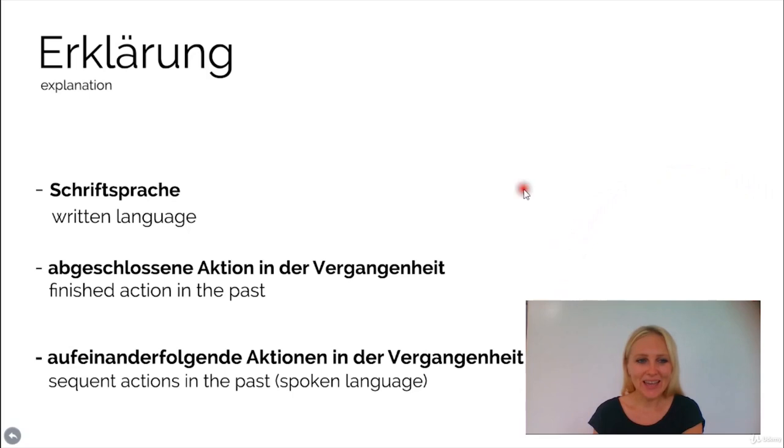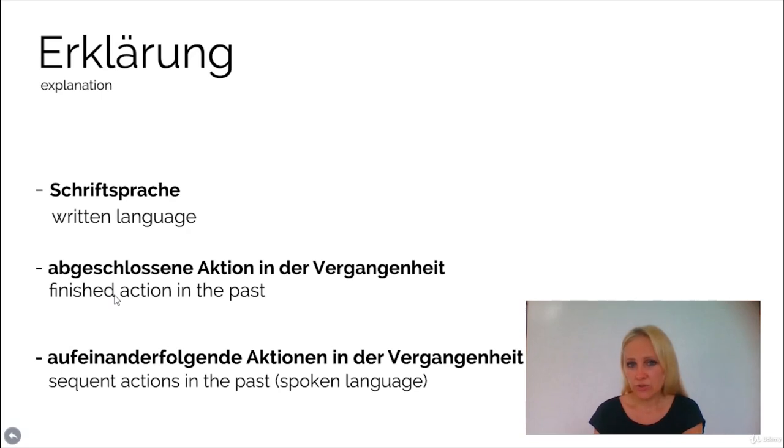So let's have a look at when we are using the Präteritum in German. It's a past tense, and we use it for written language. So in books, in newspapers, and magazines, and so on, you will always find the Präteritum, or imperfect. You will not find the perfect tense in written language. Then the other thing is that it is a finished action in the past. It is something that happened in the past and it's completely over. It has no influence on today anymore.